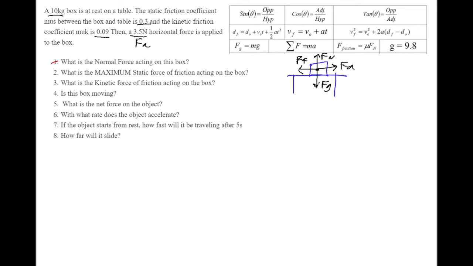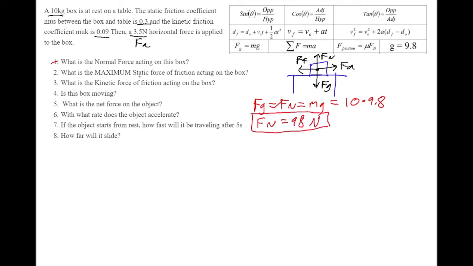We know that the box is not accelerating up or down, so we can say, just like we did before, that force gravity is just equal to force normal. And if we know that's the case, then force normal is just equal to mass times gravity, which we know the mass is 10, and gravity for this problem is 9.8 because we're on Earth just like all of our other problems. So we find out that force normal is just equal to 98 newtons here.